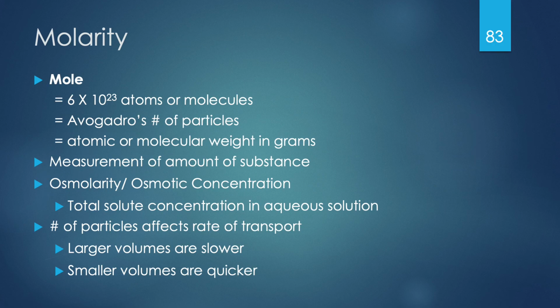When we discuss molarity, we're really just discussing the measurement of an amount of a certain substance. So we use Avogadro's number, which is 6 times 10 to the 23rd power, to be able to calculate this. When we talk about osmolarity or osmotic concentration, what we're specifically referring to is the total solute concentration in an aqueous or water-based solution. And the number of particles present in that solution can affect the rate of transport. So larger particles are going to be slower and smaller particles are going to be quicker.